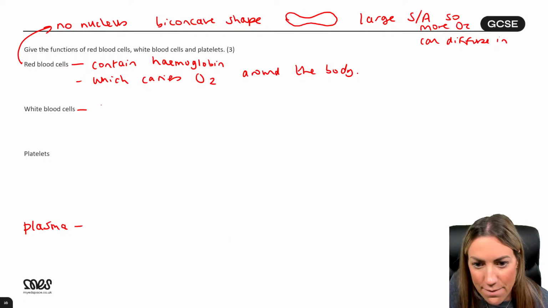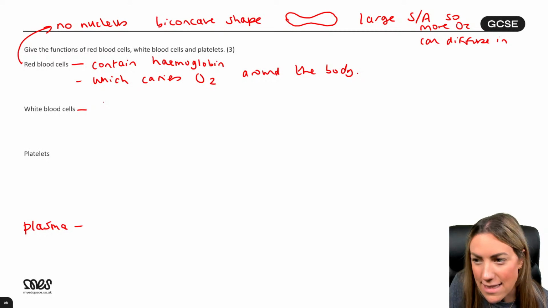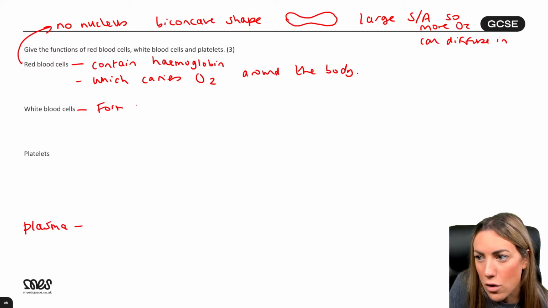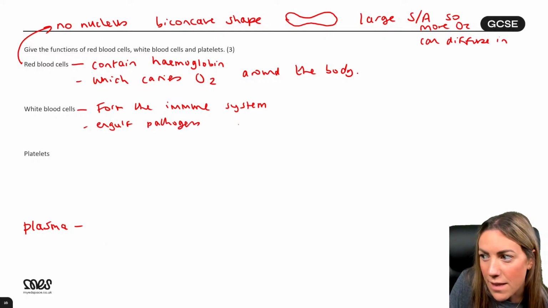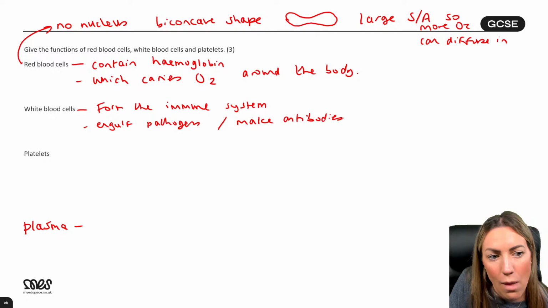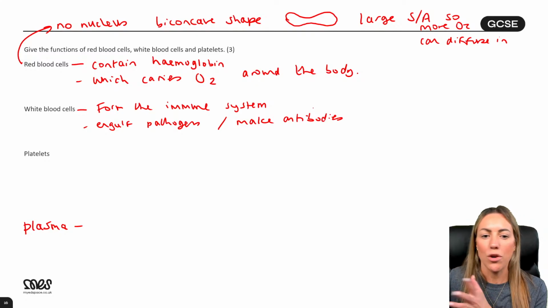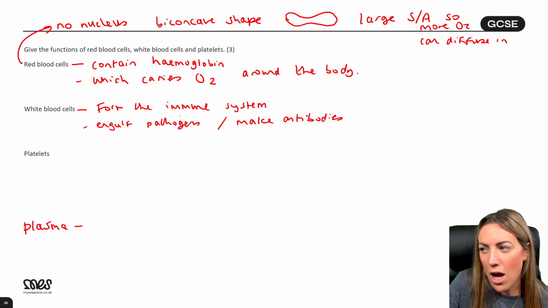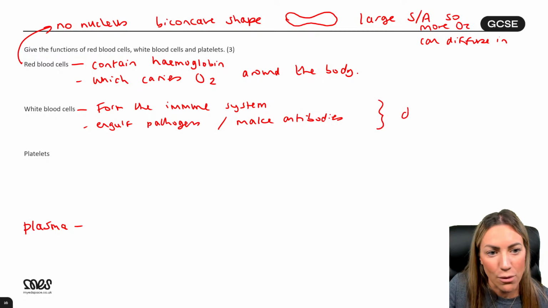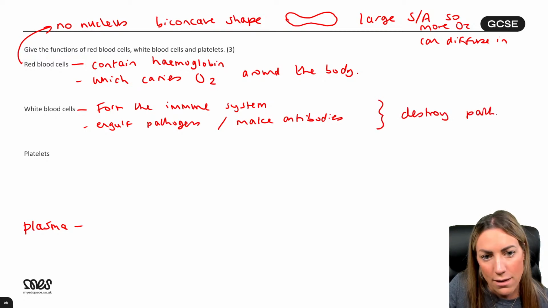White blood cells, lymphocytes and phagocytes. Yes, let's put they form the immune system. That's something basic we should know. They can engulf pathogens. They can make antibodies. I'm actually not going to go too deep on this slide only because I've got another question literally just on white blood cells. Okay, so we'll do a full question on that, I promise you. But the overall gist, just for now, is they destroy pathogens.